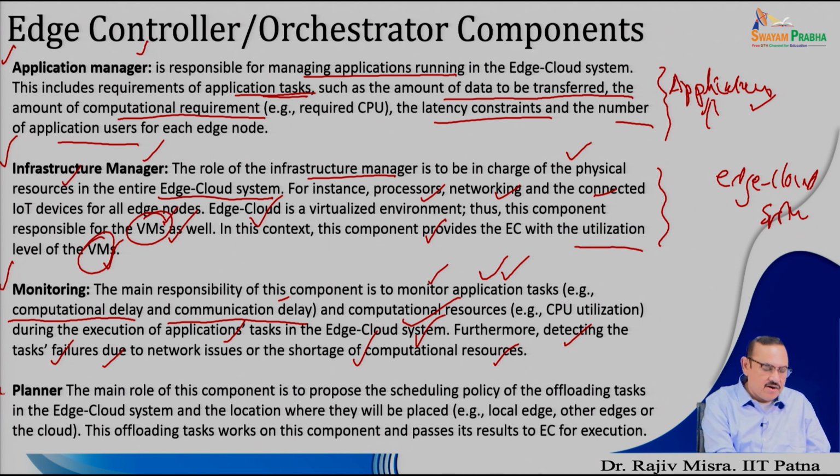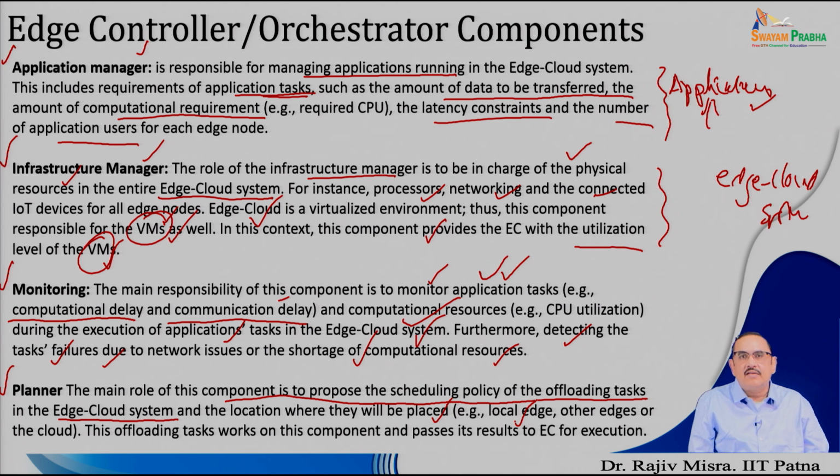The fourth important component is called the planner. The main role of this component is to propose the scheduling policy of the offloading tasks in the edge cloud system and the location where they will be placed. For example, whether inside the edge cloud system they will be placed in the local edge or the other edge, or on the cloud.